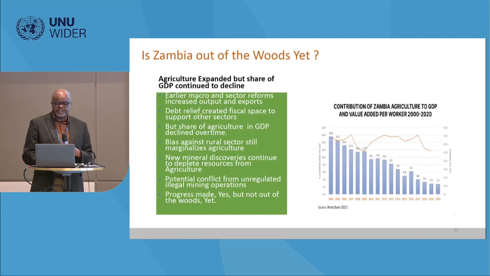We look at what has happened to agriculture in terms of this. The macro sector reforms increased output and exports, but of course, the debt relief was also quite useful in achieving that. Agriculture has expanded significantly in the last 10 to 15 years, but the share of GDP has continued to decline, mainly because of the growth of services, mining, and some manufacturing. There are also new mineral discoveries which continue to deplete resources from agriculture. And I mentioned gold already in that context.